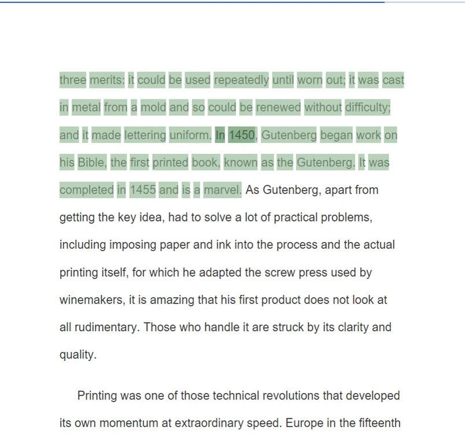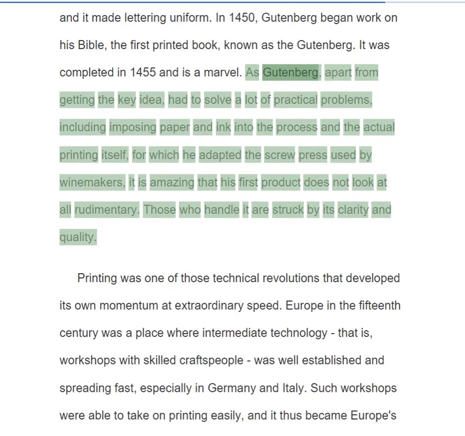In 1450, Gutenberg began work on his Bible, the first printed book, known as the Gutenberg. It was completed in 1455 and is a marvel. Gutenberg, apart from getting the key idea, had to solve a lot of practical problems, including imposing paper and ink into the process and the actual printing itself, for which he adapted the screw press used by winemakers. It is amazing that his first product does not look at all rudimentary. Those who handle it are struck by its clarity and quality.